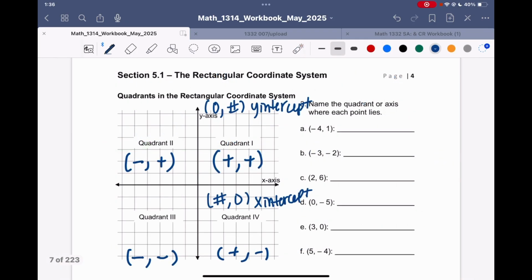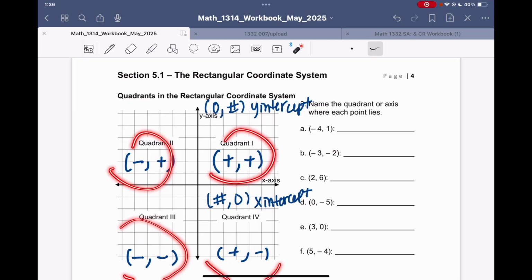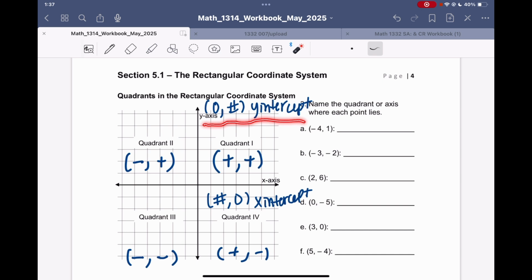Number 3 says, name the quadrant or axis where each point lies. Again, you have the signs, so we don't need to plot the points. We just need to look at the signs, and again follow the pattern for the y-intercept and the x-intercept. Okay, I have a negative x and a positive y. That's going to be quadrant 2.